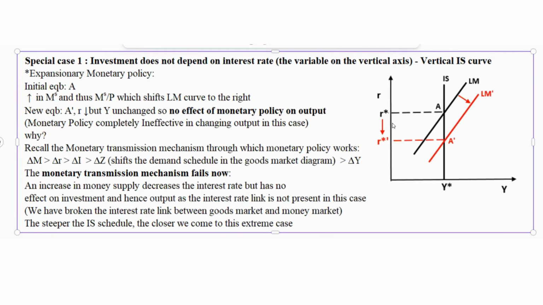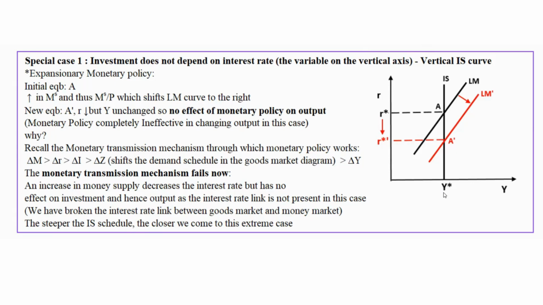In the new equilibrium, we can see that interest rate has gone down, but output is unchanged. So in the case of the vertical IS curve, there is no effect of monetary policy on output. Monetary policy is completely ineffective in changing output in this case. This is something that we can graphically clearly see. Monetary policy has resulted in a decrease in R, but there is no effect on output, and expansionary monetary policy is unable to stimulate output in the case of a vertical IS curve.